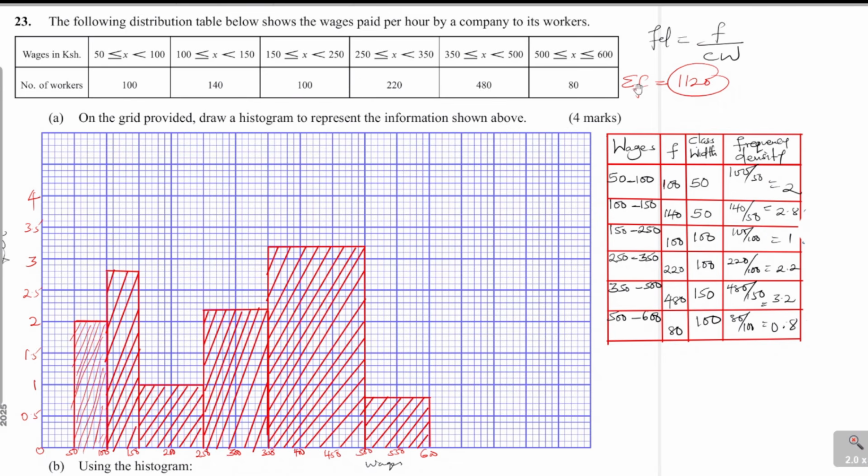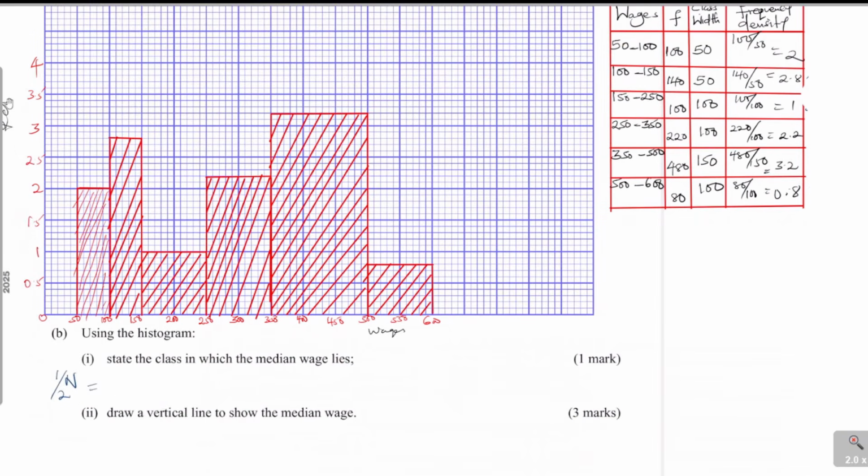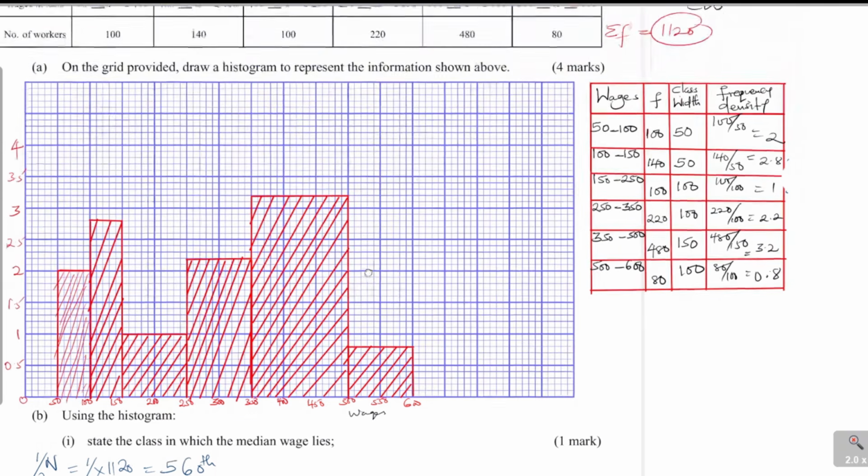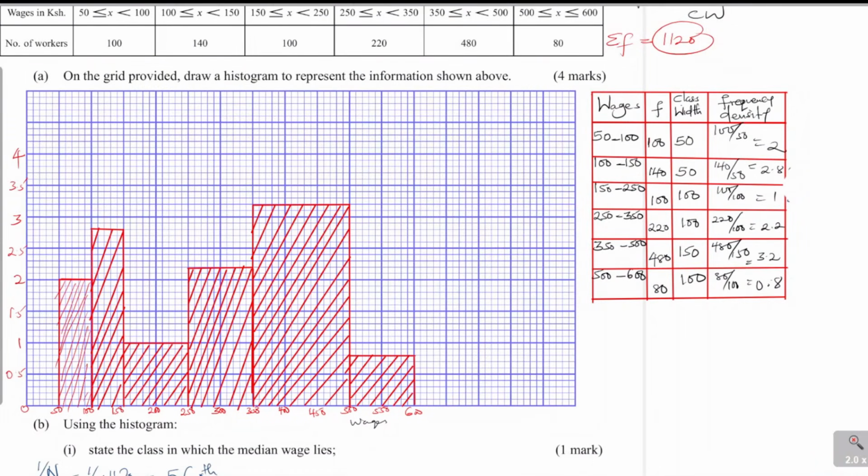That one will give you 1120. 1120, that is the total frequency or the total number of workers. So the position of the median will be half multiplied by 1120. So the 560th worker is the one that is going to give us the median. And now to get the class where the median wage lies, we are going to this table and I'm going to introduce a cumulative frequency.